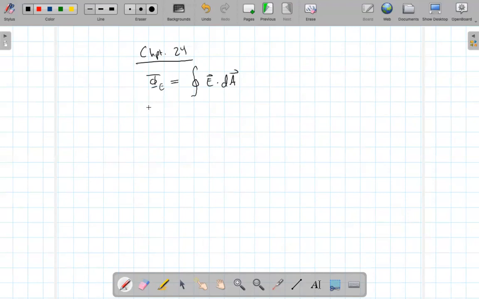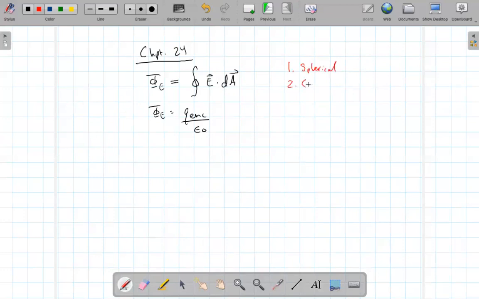Gauss's law then says that the electric flux is equal to the charge enclosed divided by epsilon naught. So again, the charge enclosed inside of some sort of hypothetical object. So here we get to choose the object. The point is to choose the object with the symmetry that matches the charge distribution, which means the only symmetries that this is going to work for are, number one, again, spherical symmetry.